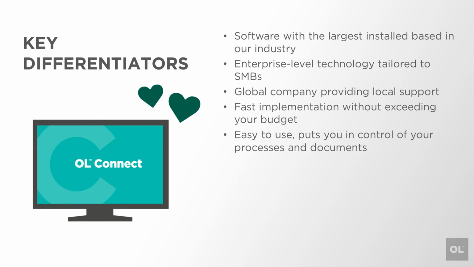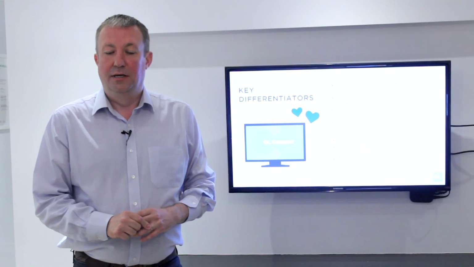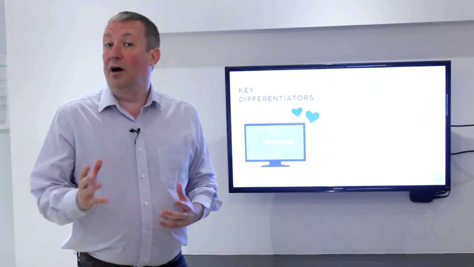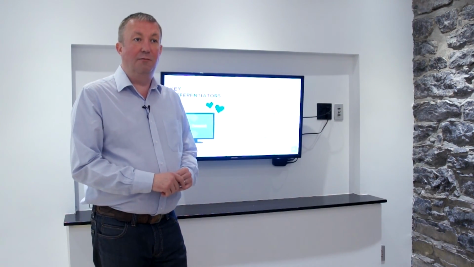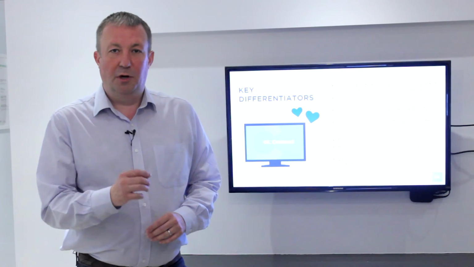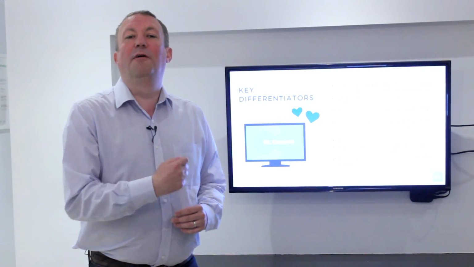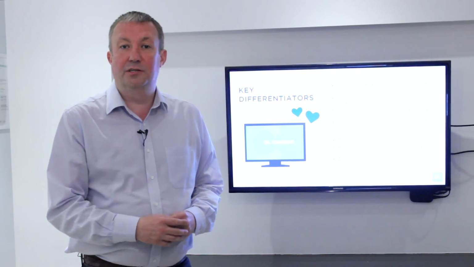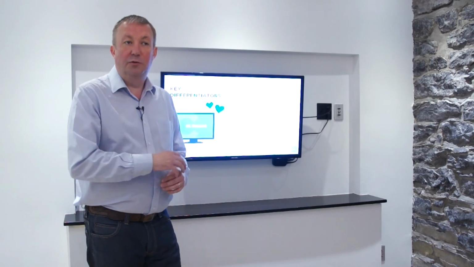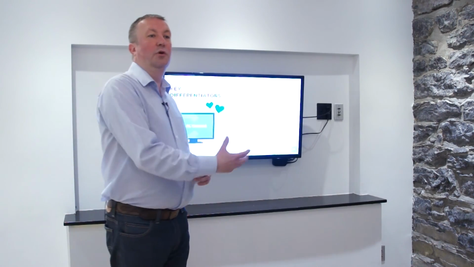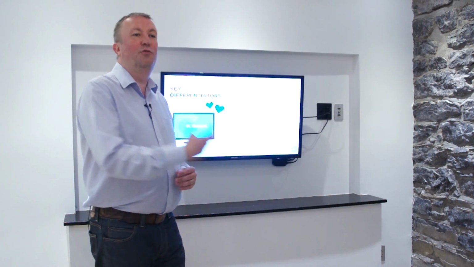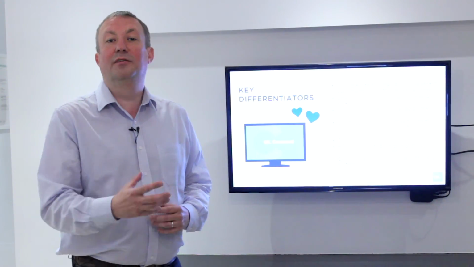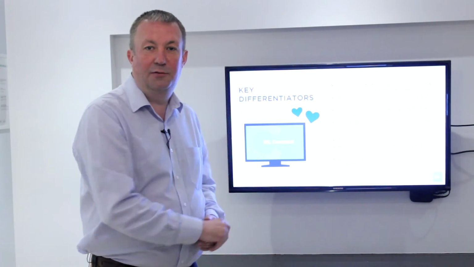Let's talk about some key differentiators with Objective Loom. We have the largest installed base within our industry, but we're an enterprise software company designed for the mid-market. We're a global company with local offices designed to give you global support, but also during any project, we implement very fast. We're here to respect your budgets and respect your timescales. And finally, once we've done an implementation, we're here to support you all the way. We're here to give you control of the software that you've just bought. We're here to give you control of your processes again, to be able to deliver some of the efficiencies that we've just spent the last few minutes talking about.